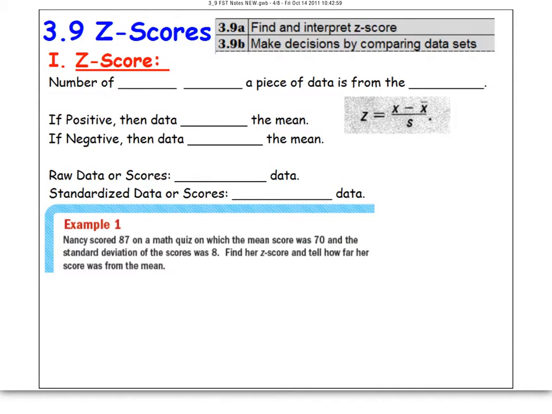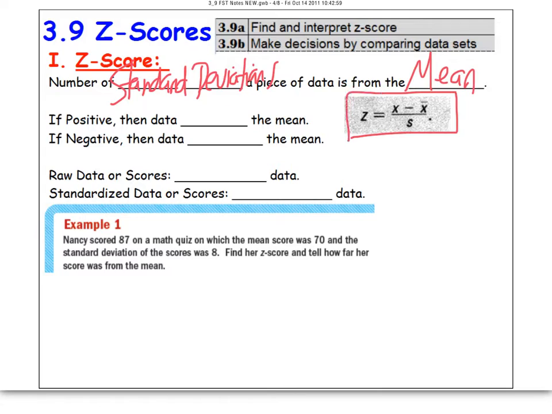In Learning Objective 3.9, I'm going to talk about what a z-score is, show you how to find it, and how to interpret it. So what it is: the number of standard deviations that a piece of data is from the mean. Here's the calculation right here.